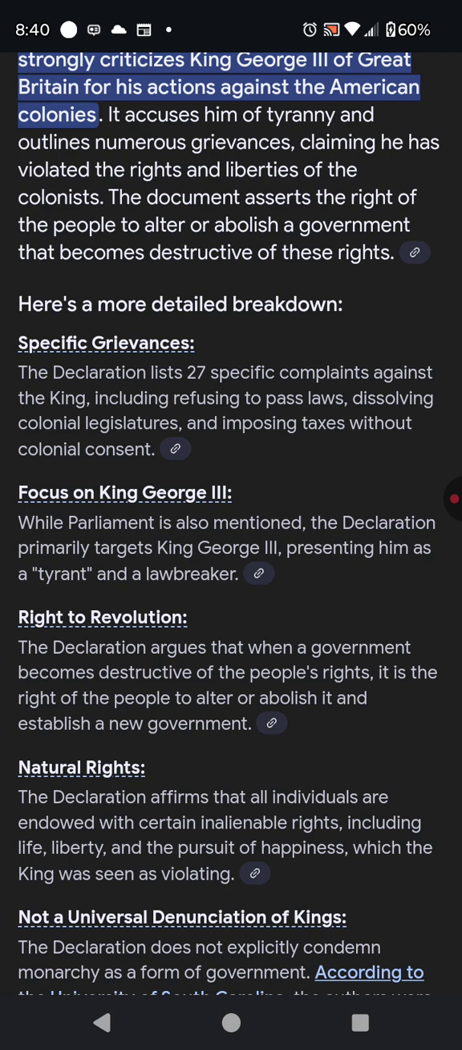Specific grievances. The Declaration lists 27 specific complaints against the king, including refusing to pass laws, dissolving colonial legislatures, and imposing taxes without colonial consent. Remember, people, I told you about informed consent. Did you actually give informed consent about the taxes you're paying? Remember, the IRS is in the public trust. If you read the public trust doctrine, you would understand that. And tax dollars are supposed to go in the public trust and be utilized in the public interest.